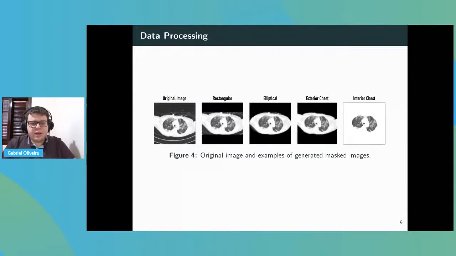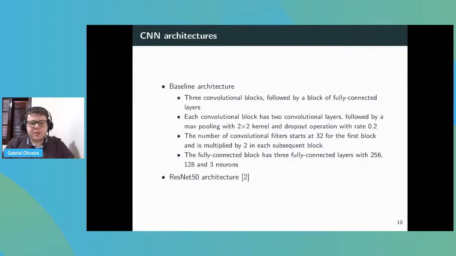So here we can see these preprocessing techniques. The first one is the original image. Then we have the rectangular preprocessing technique, the elliptical preprocessing technique, exterior chest, and interior chest. In the case of interior chest, in the background we put all the pixels as white pixels. Then with this kind of image, we need to make the classification.